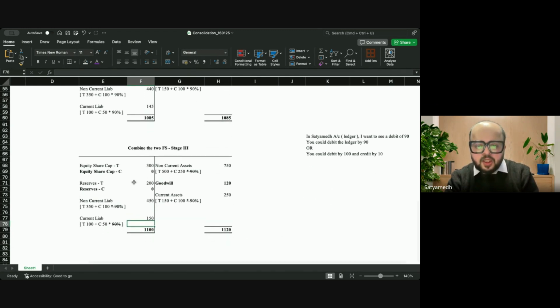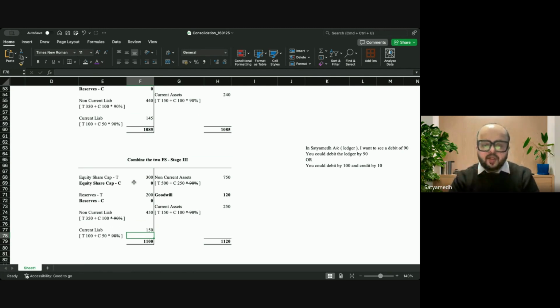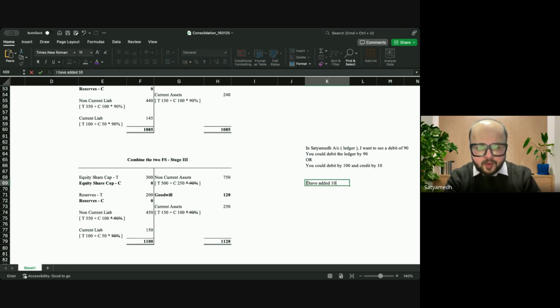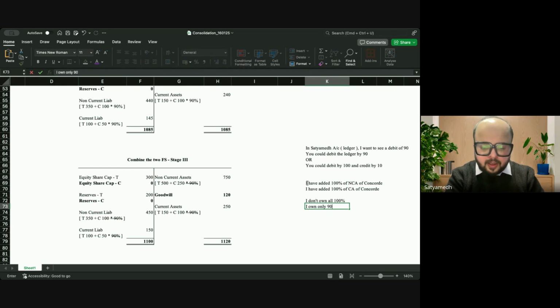Now you see your balance sheet has, you have removed the impact of certain items. आपने क्या किया, this 90%, 90%, 90% you removed, but doing this is also incorrect ना. See, एक तो your balance sheet is not tallying. I have added 100% of non-current assets of Concord. I have added 100% of current assets of Concord. And this is wrong. I don't own all 100%. I own only 90% of everything.